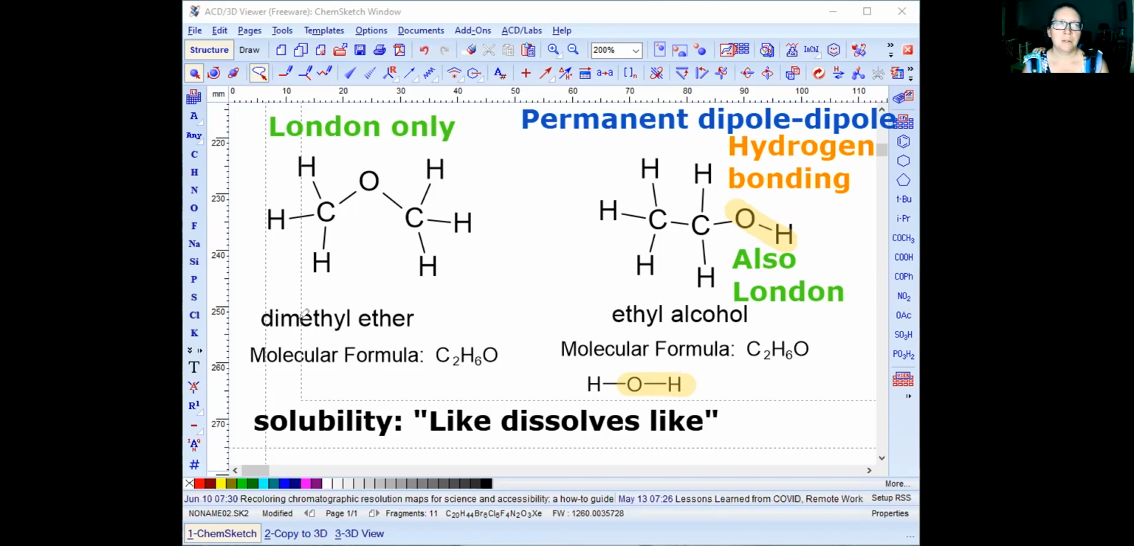Whereas the dimethyl ether has what we call more hydrophobic character. When you have London forces only, that's the predominant force when you have just a hydrocarbon. And this is going to have a lot more in common with other hydrocarbons and other hydrocarbon solvents like butane, hexane, pentane, and things that are just containing hydrocarbons.